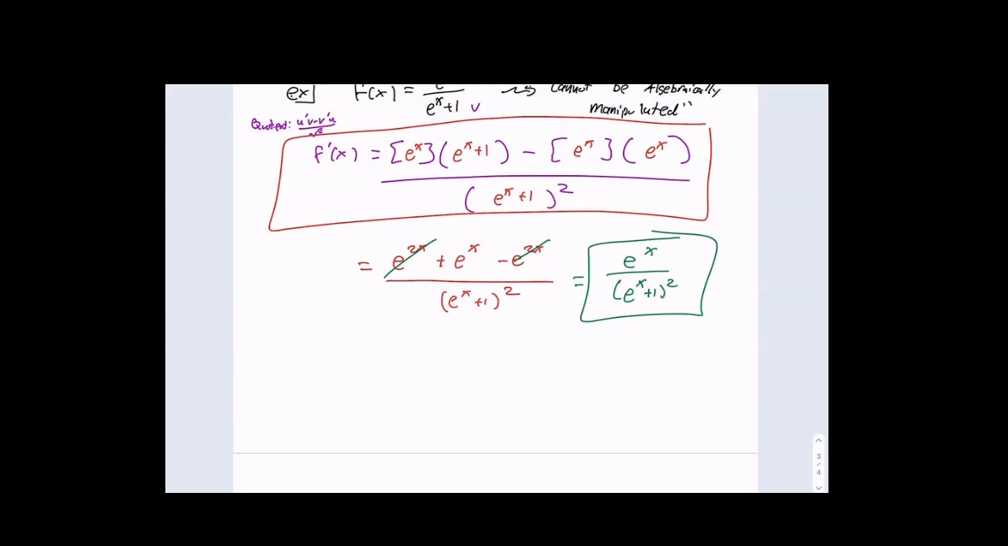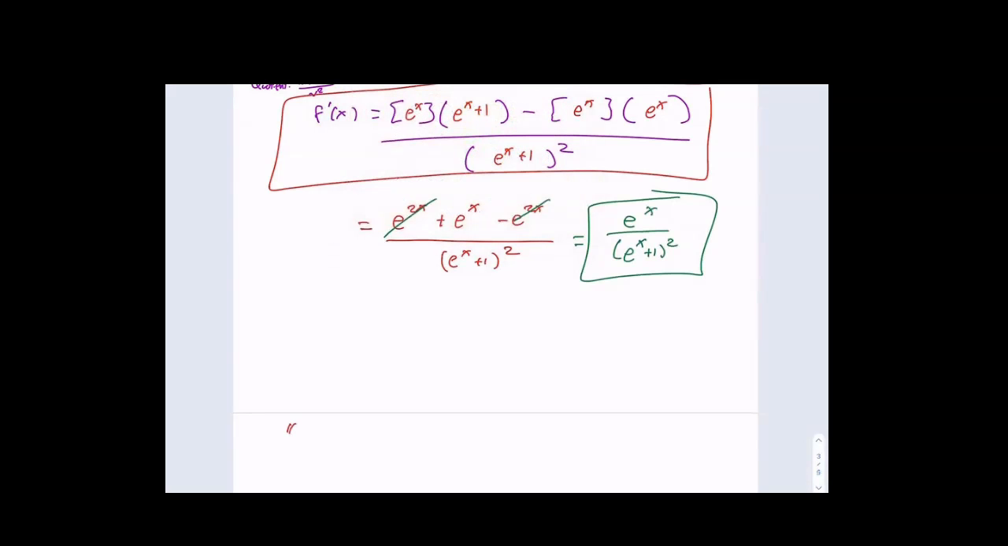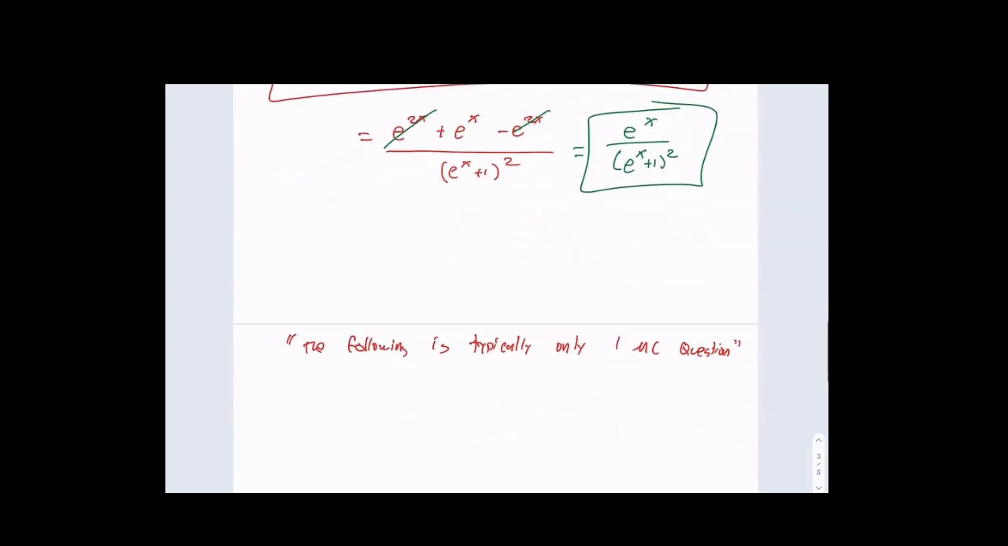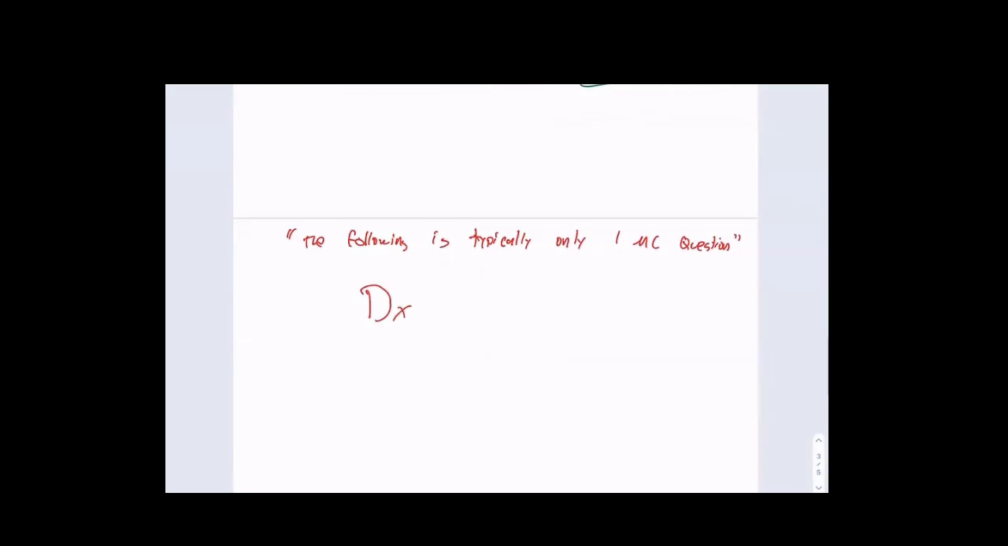So we did a lot of examples here with e to the x, and I'm finding the AP exam has a lot more e to the x's inside the exam. But the following is typically only one multiple choice question. All right, but it could be there. And that is, what is the derivative of a to the x?